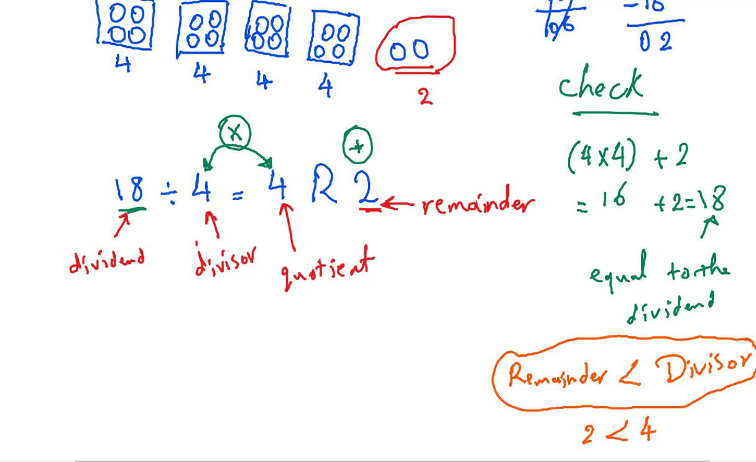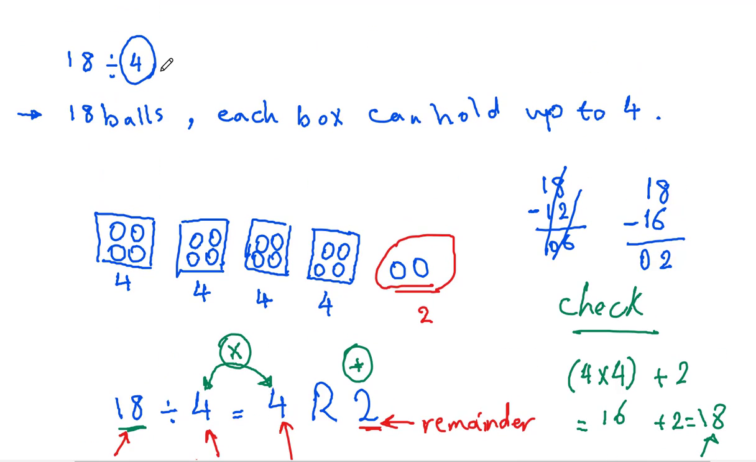I will explain it to you also, but before we explain it, we need to understand how to use the division, how to use the quotient, and how to use the remainder to understand the situation. Do you remember the situation? The situation is 18 balls divided into boxes. Each box can hold up to 4 balls.